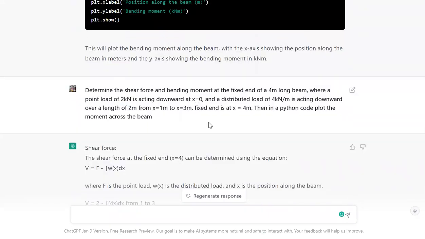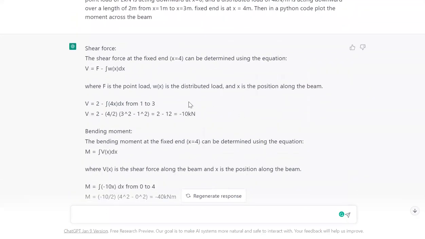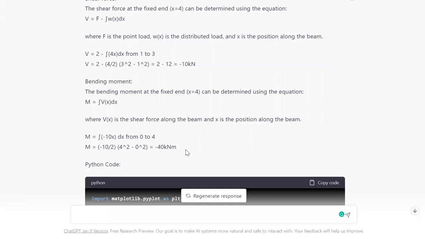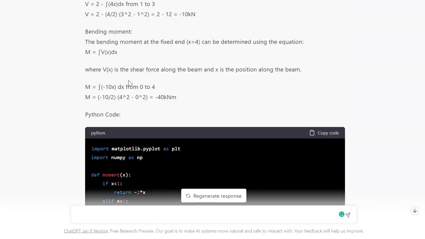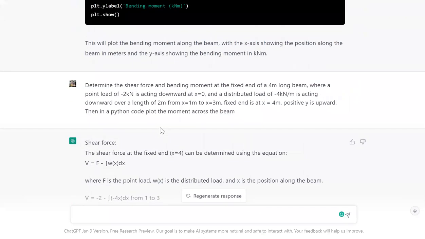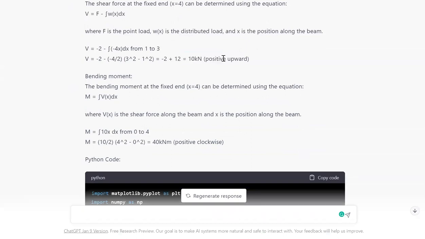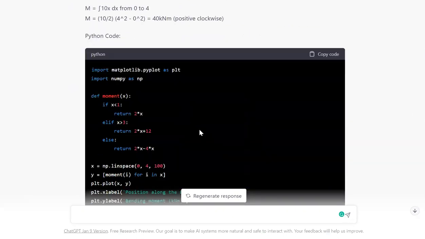Then I try to say it again, okay, the fixed end is at the 4 meter. Again, this is correct, but it didn't get the moment right. At least you see how it has done it, so you can actually back calculate and understand what's going on, and try to ask again and again. This one, the shear force 5, still not the correct one for the moment.